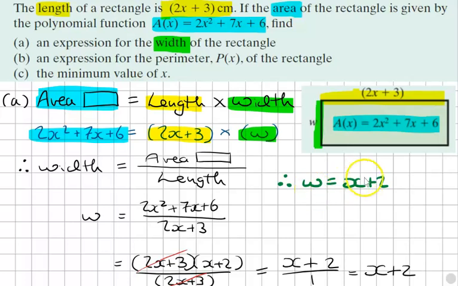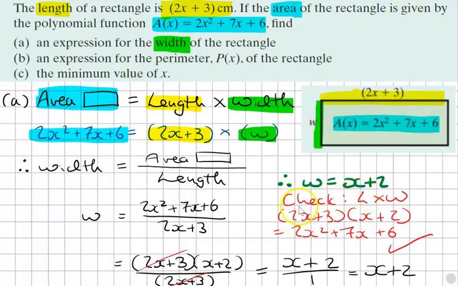Therefore, the width is x plus 2. And I can check by multiplying the length by the width. So that's going to be 2x plus 3, the length, multiplied by x plus 2, which is the width. And I end up getting 2x squared plus 7x plus 6, which is the area. So I know now I'm right. I know that the width is x plus 2.